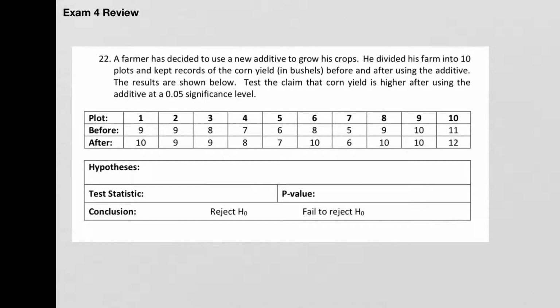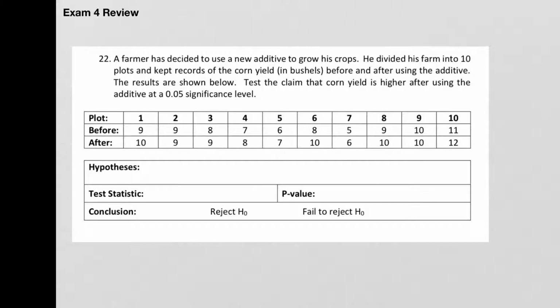In this problem, we're told that a farmer has decided to use a new additive to grow his crops. He divided his farm into 10 plots and kept records of the corn yield in bushels before and after using the additive. The results are given in the table. We are testing the claim that corn yield is higher after using the additive at the 0.05 significance level.